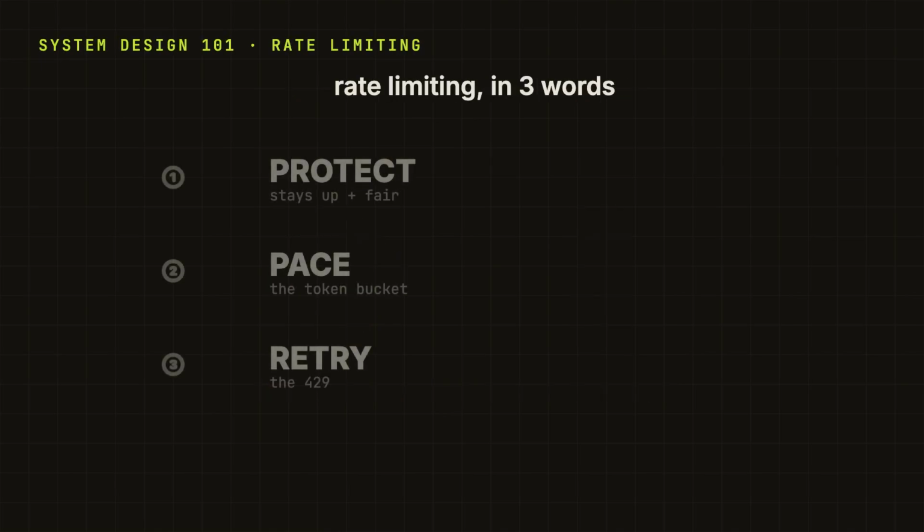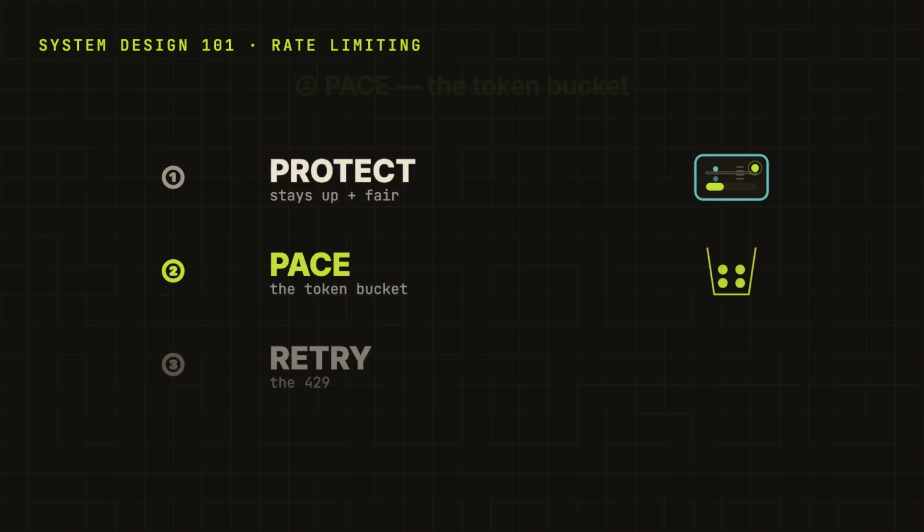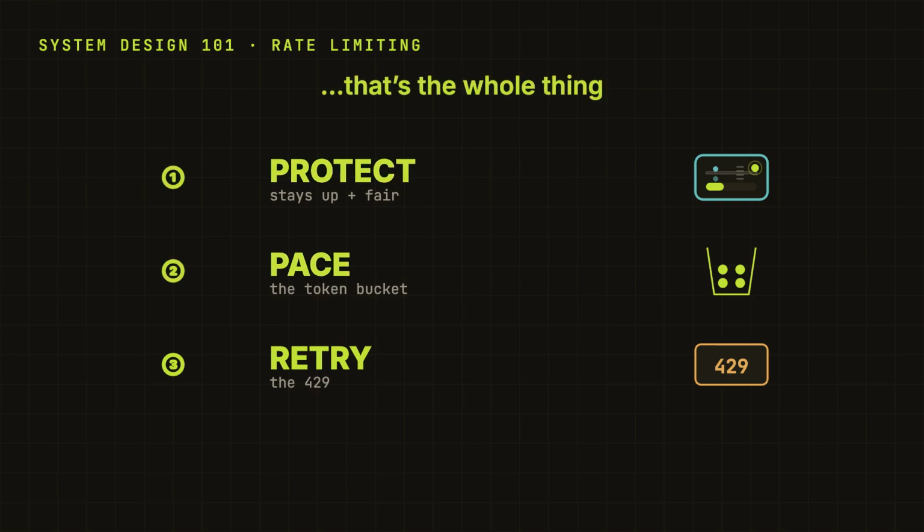Okay, let's put it together. Rate limiting in three words: protect, pace, retry. You protect the service and keep it fair, so one caller can never take everyone down. You set a pace with something like a token bucket, a steady refill for the average, a bucket size for the burst. And when someone goes over, you tell them to retry in a bit. That's the 429. That is the whole thing.